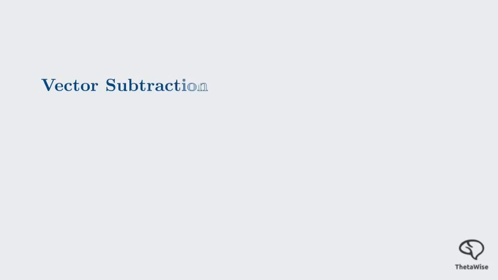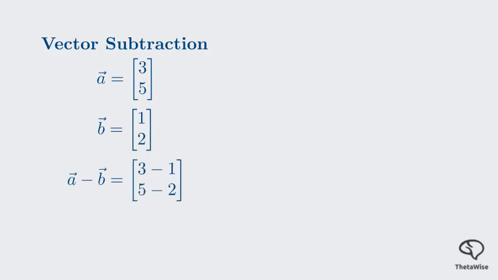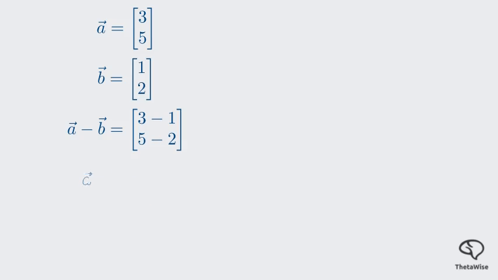Subtracting vectors is just as simple as adding them, but we must be careful with our signs. Let's take vector A as (3, 5), and vector B as (1, 2). To find A minus B, we subtract the components of B from the components of A. 3 minus 1 equals 2, and 5 minus 2 equals 3.